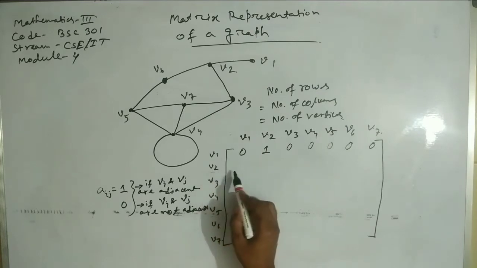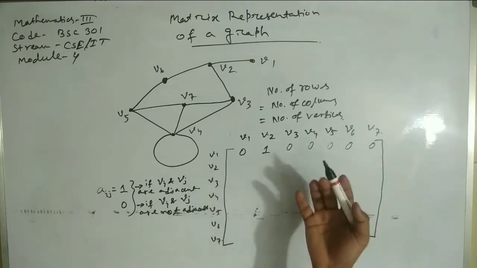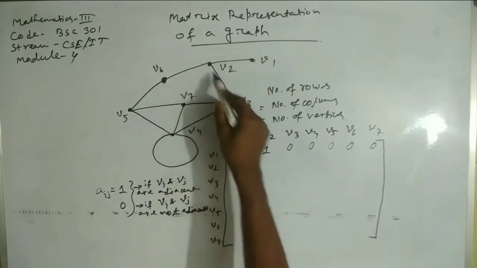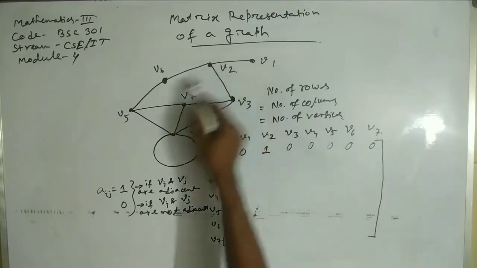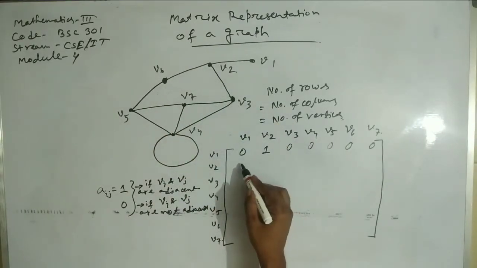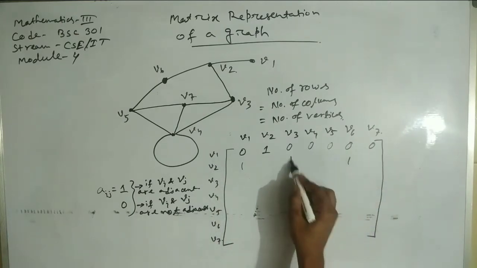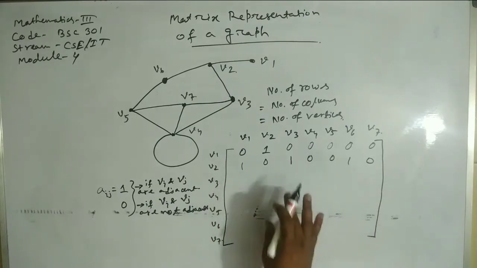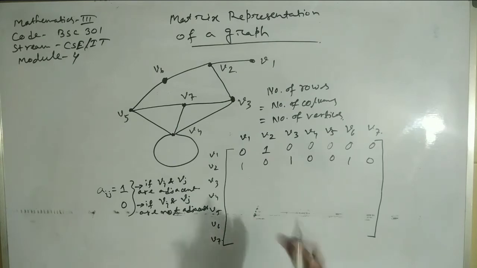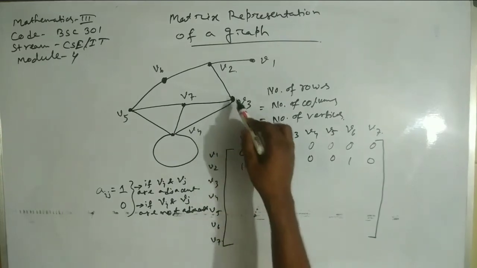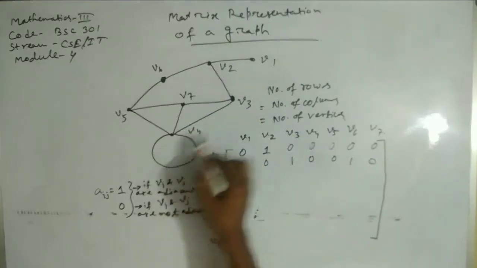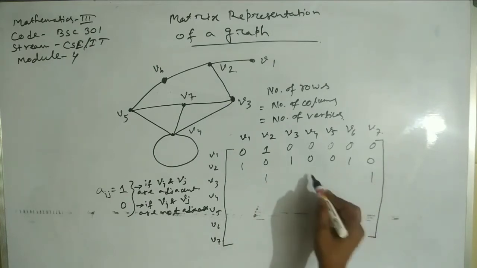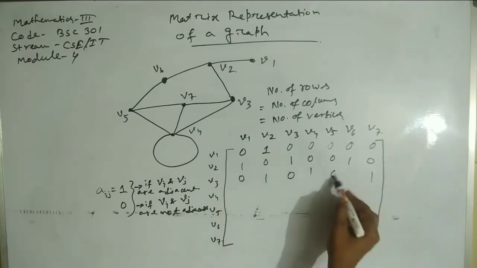Now for V2, check which vertices V2 is adjacent to. V2 is adjacent to V1, V6 and V3. So in V1, V6 and V3 put 1 and all other elements will be 0. If you follow this way, time will be saved. Now for V3, V3 is adjacent to V2, V7, V4. So put 1 in V2, V7, V4 and all other elements will be 0.